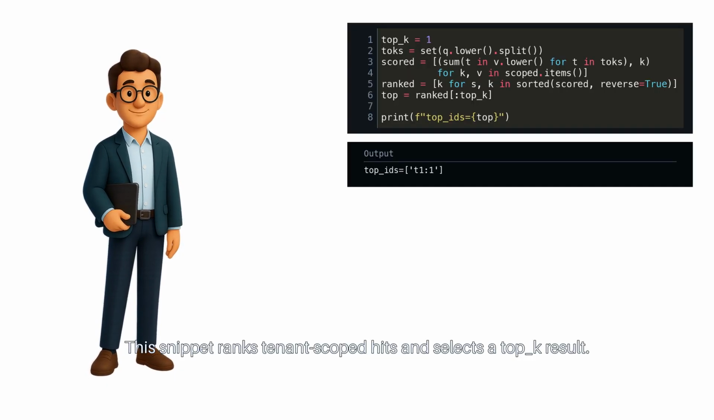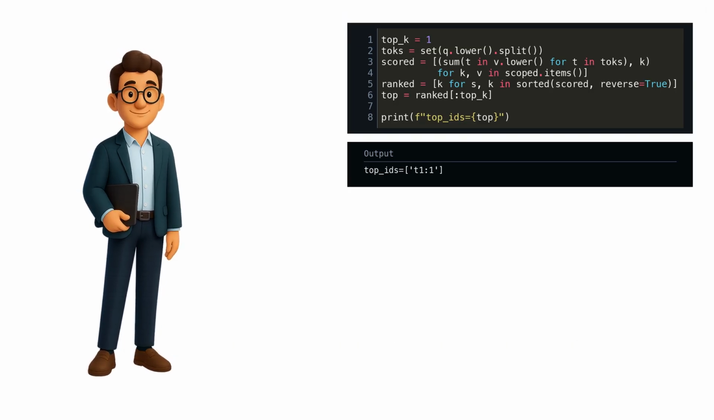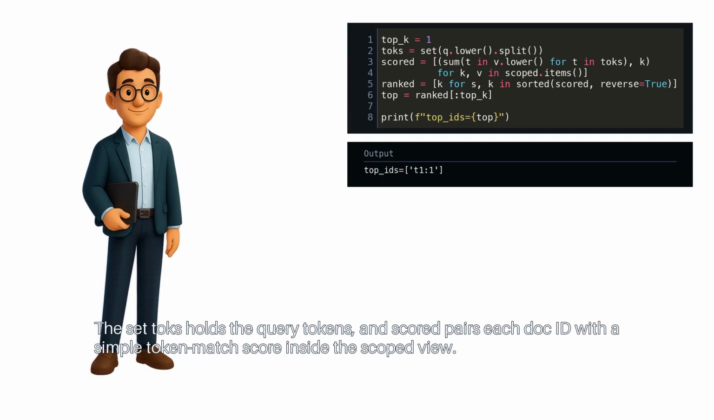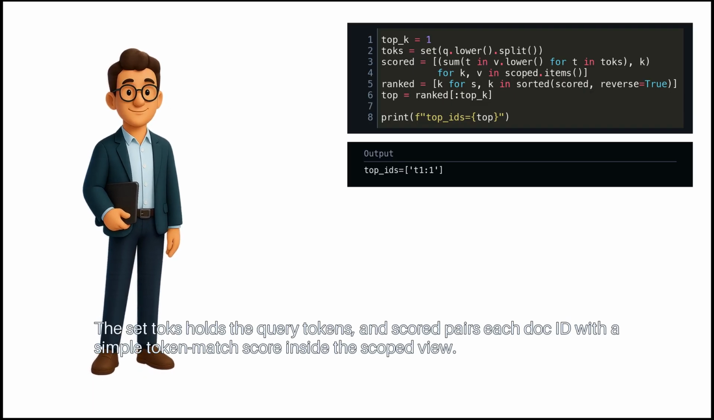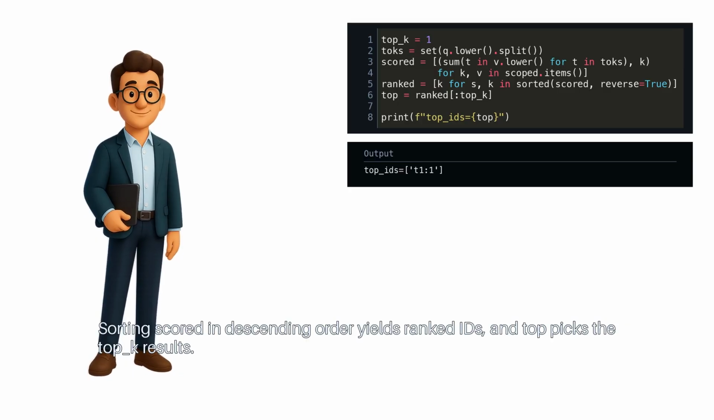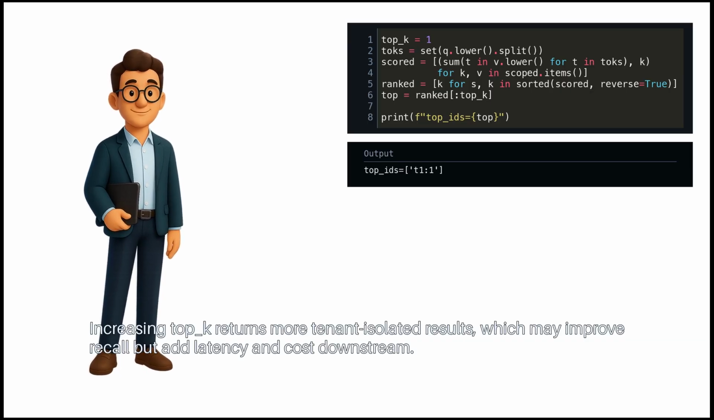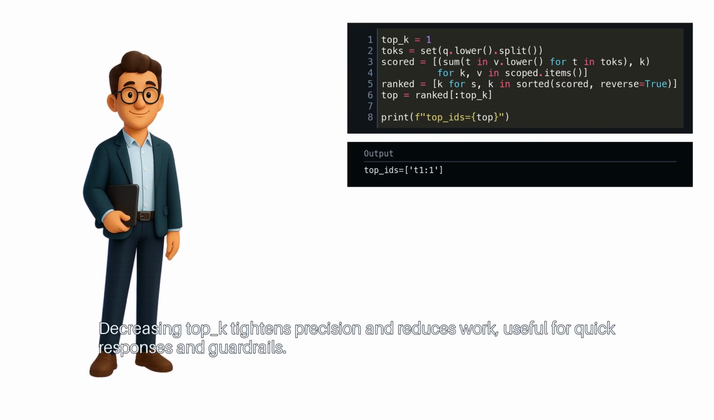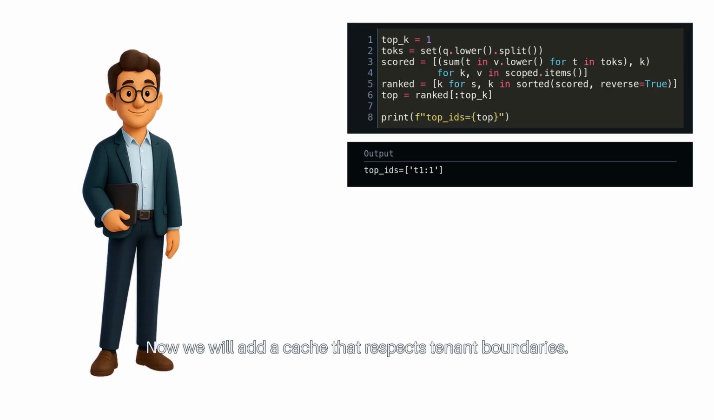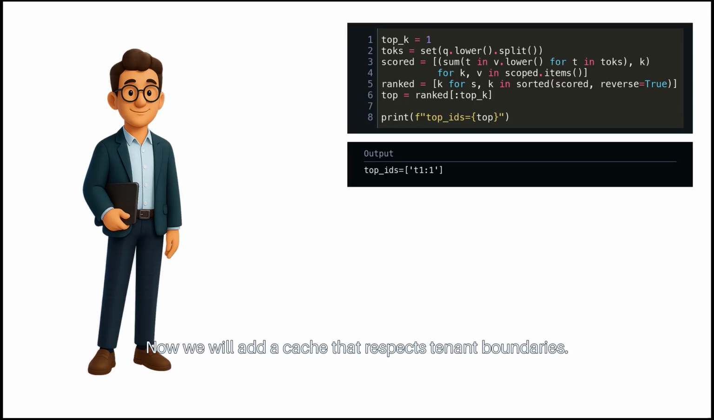This snippet ranks tenant-scoped hits and selects a top K result. The set tokens holds the query tokens, and scored pairs each doc ID with a simple token match score inside the scoped view. Sorting scored in descending order yields ranked IDs, and top picks the top K results. Increasing top K returns more tenant-isolated results, which may improve recall, but adds latency and cost downstream. Decreasing top K tightens precision and reduces work, useful for quick responses and guardrails. Now, we will add a cache that respects tenant boundaries.